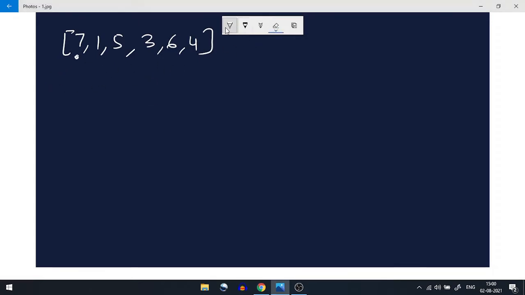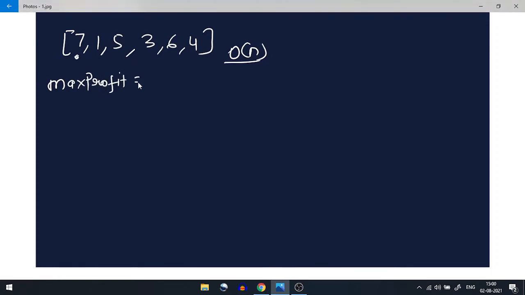Okay. Now, can we improve this solution? Yes, we can improve this solution and we can solve this in time complexity of O of n. How can we solve this? Let's dive into that. We can have two variables. One variable will be maximum profit, which we will initialize to 0, and we will have one more variable, minimum price, which will be initialized with the first element of the array.